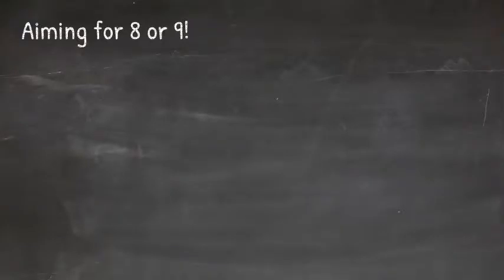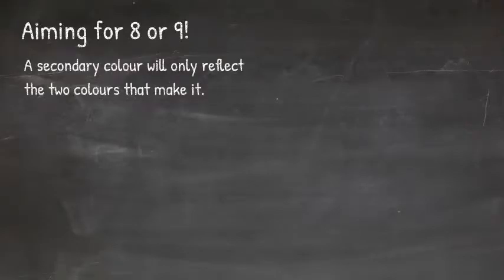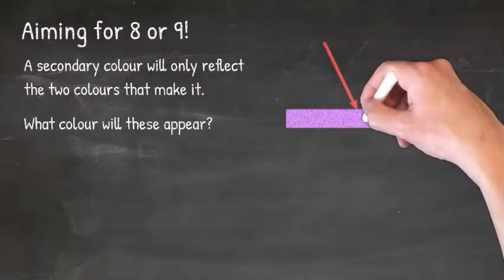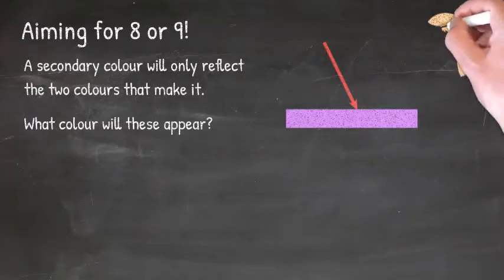If you're aiming for an 8 or a 9, you need to start thinking about secondary colours. The secondary colour will only reflect the two colours that make it. What colour will these appear in these diagrams?